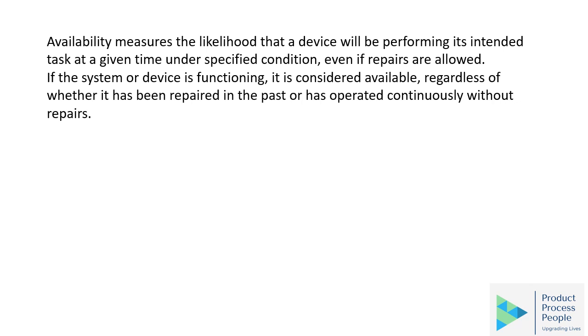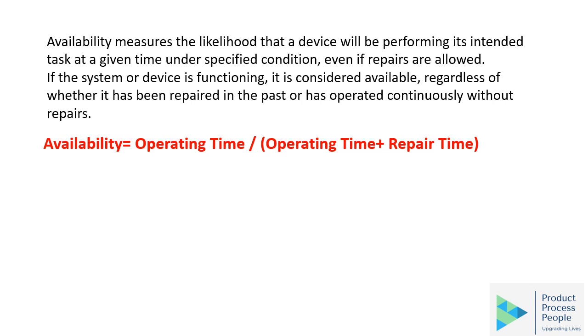for a specific period of time, even if repairs have been done. If the system or device is functioning, it is considered available regardless of whether it has been repaired in the past or has operated continuously without repairs. Now, availability is defined as operating time divided by operating time plus repair time. That is the total time in which the device is in service, which includes its operating time plus repair time.